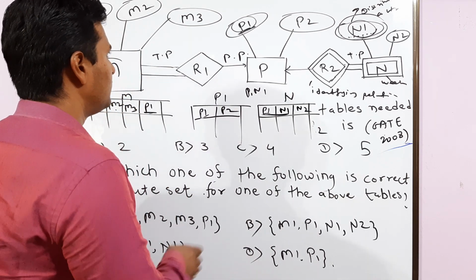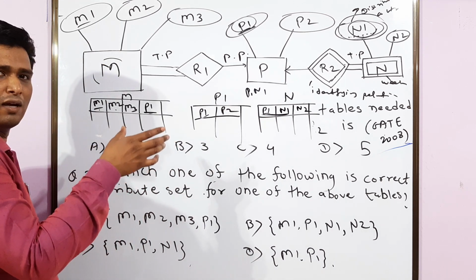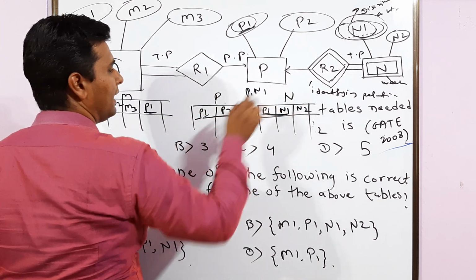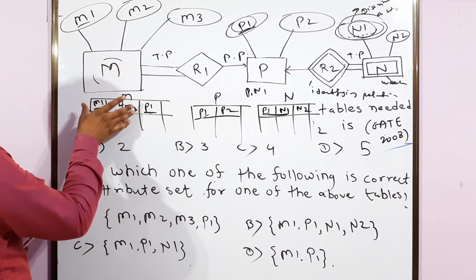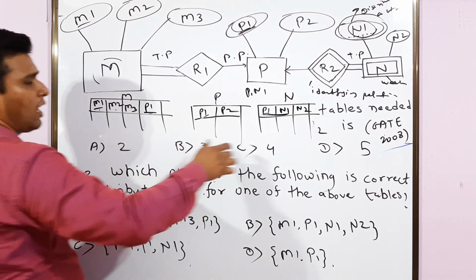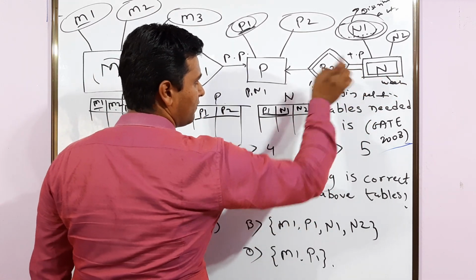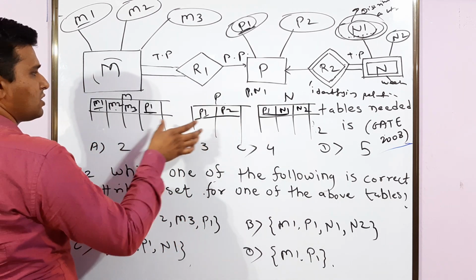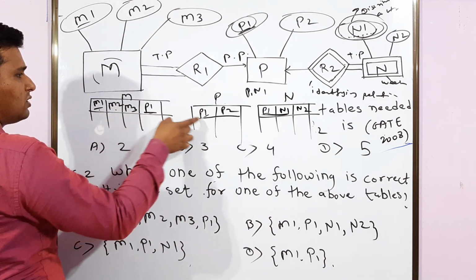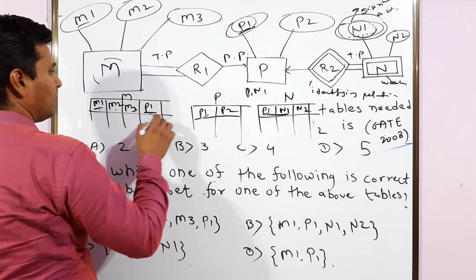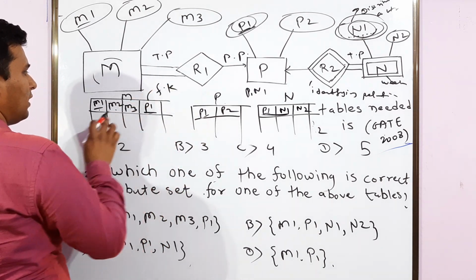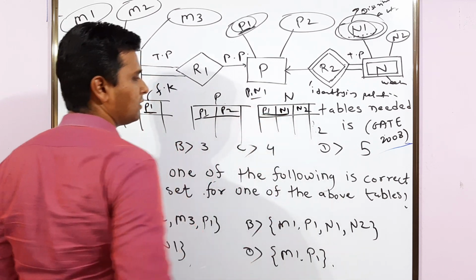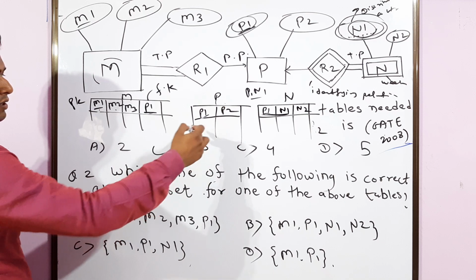So in this way, the minimum possible tables are the M table, P table and N table, where we have modified the M table and the N table, because they have total participation, and we kept P as it is. The relationship of M and P can be through P1, because P1 is a foreign key here, M1 is the primary key, and in the other case P1 N1 is the primary key. In this way, the answer to this question is 3.